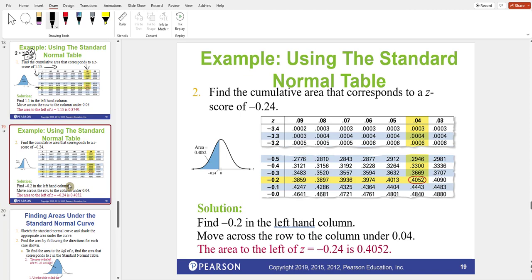We want to find the cumulative area that corresponds to a z-score of negative 0.24. All right, so negative 0.24, we're going to look up negative 0.2 going down the z column, and then we're going to look up the 4 going across. Where these two meet up in the body of the table is the area, so it's 0.4052. That's the area to the left of the z-score negative 0.24.